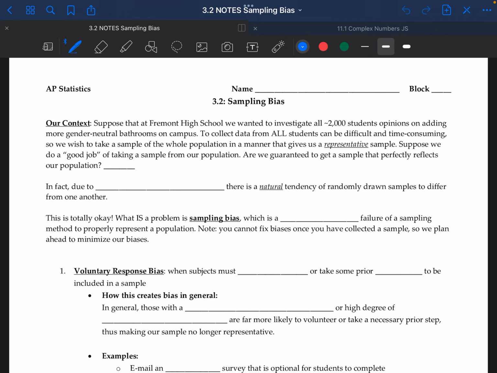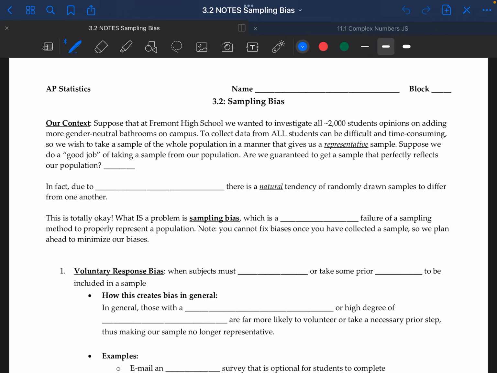So let's take this context. Suppose that we're talking about Fremont High School. We wanted to investigate what all the students think about adding more gender-neutral bathrooms to the campus. Collecting data from every single student could be difficult and time consuming. So what we often do is we take a sample and we want to do it the right way, in a way that gives us a representative sample. In other words, the sample's demographics mirror the population pretty closely.